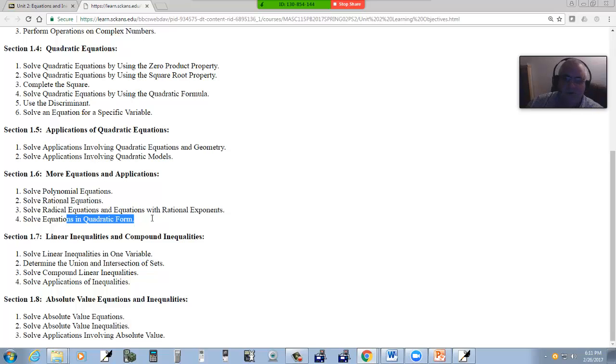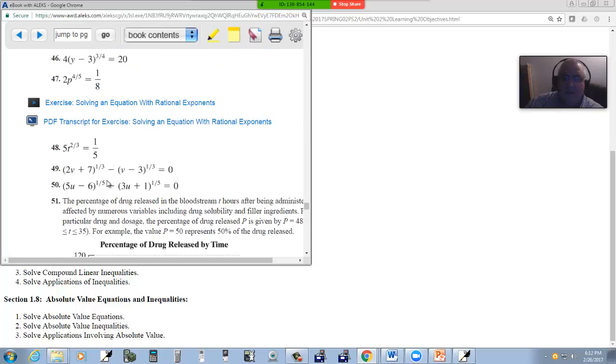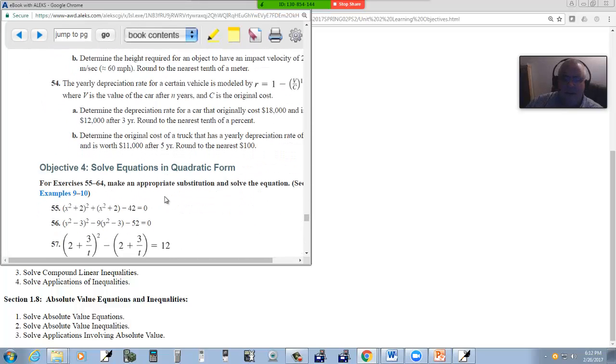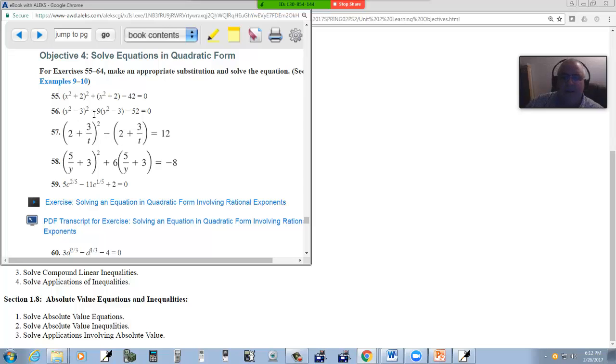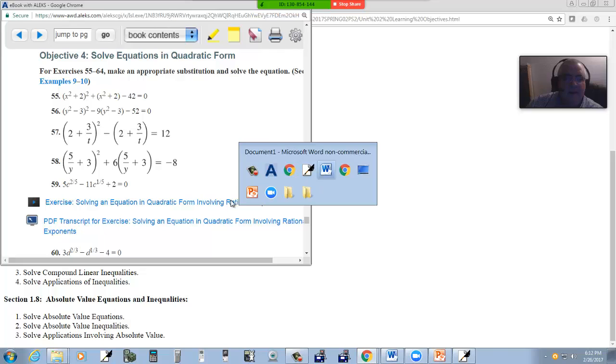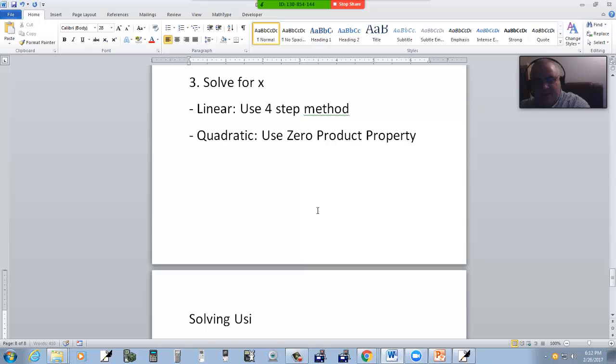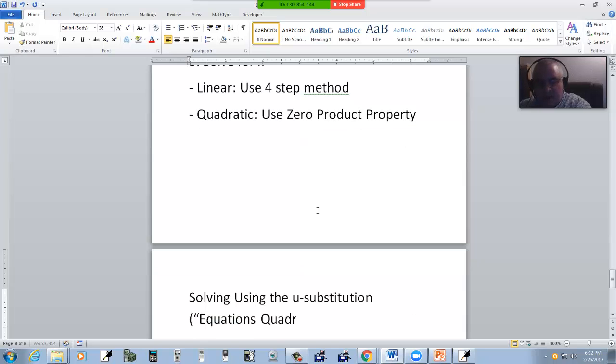Solve equations in quadratic form. That'd be like number 49. We'll take a look at that. No, that wouldn't be. I lied to you. Here they are, down here, like number 56 or 59. This is solving using U-substitution. It's also referred to as equations quadratic in form.